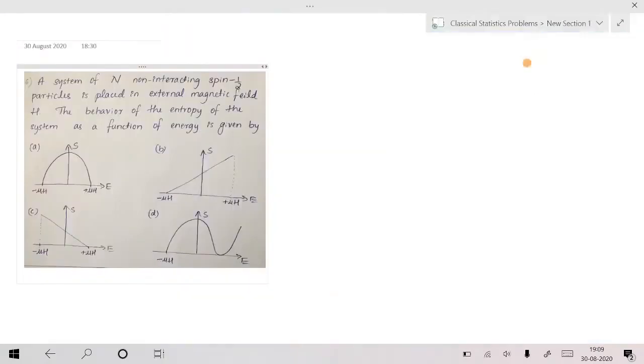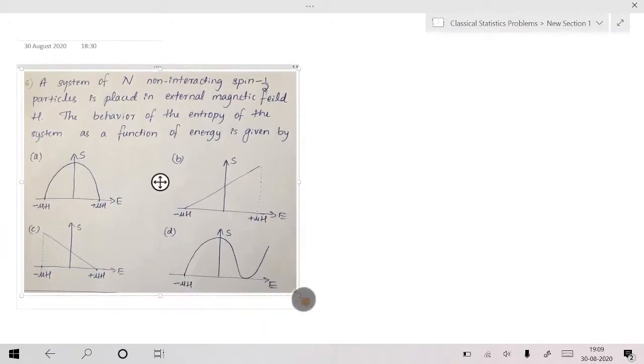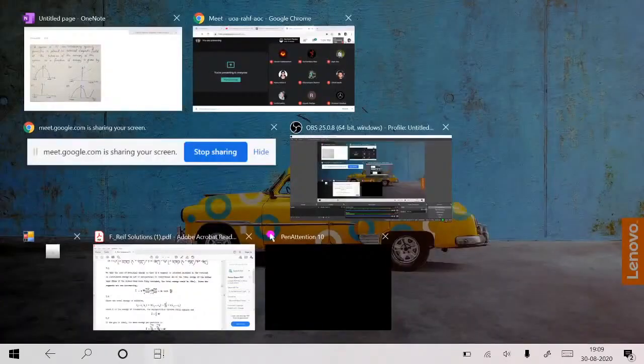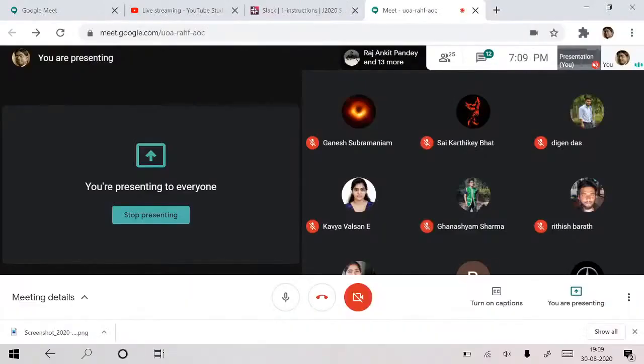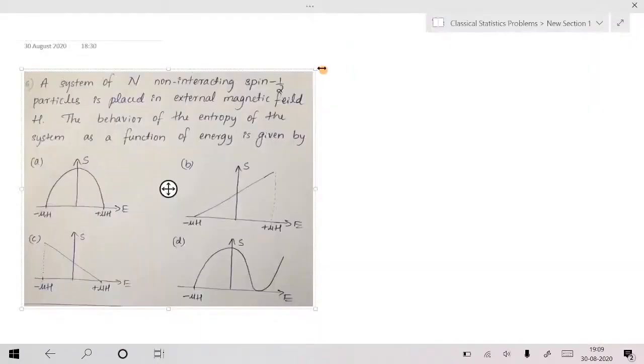No, sir. Yes. This particular question is not very well designed, but you should add some comment here. The system of non-interacting spin-half particles placed in an external magnetic field, the behavior of the entropy of the system as a function of energy. Now the missing term here is that he hasn't said it is in thermal equilibrium at temperature T. It is not necessarily in thermal equilibrium.